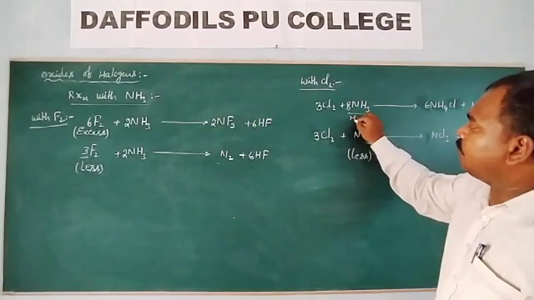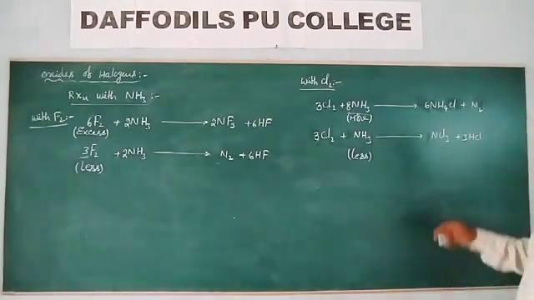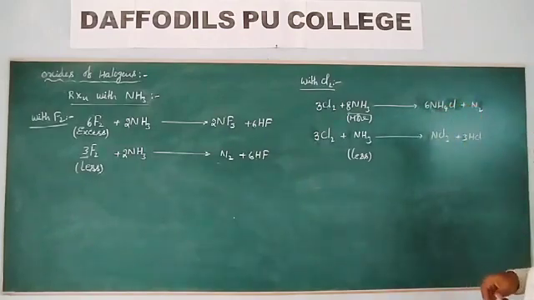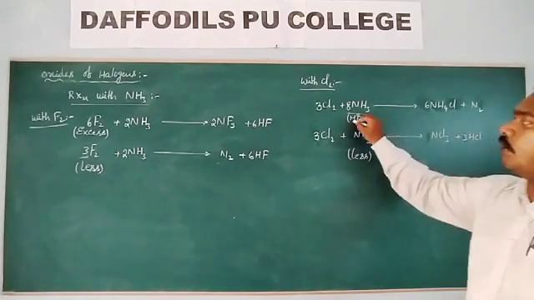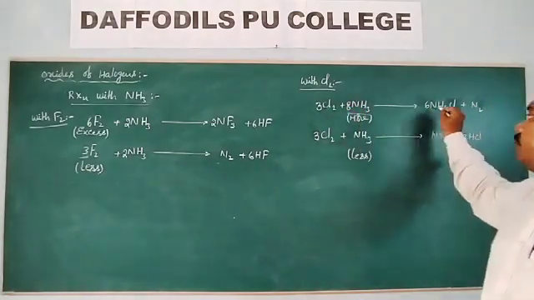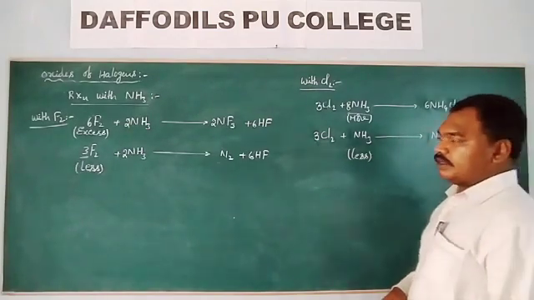With more amounts of ammonia, chlorine will form ammonium chloride. With less amounts of ammonia, chlorine will form NCl3. With more amounts of ammonia, chlorine will form ammonium chloride. So this is the reaction of fluorine and chlorine with ammonia.